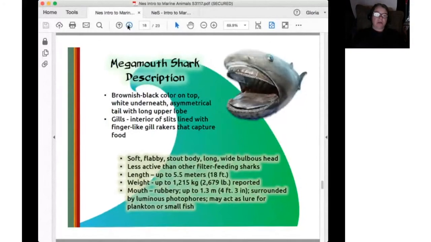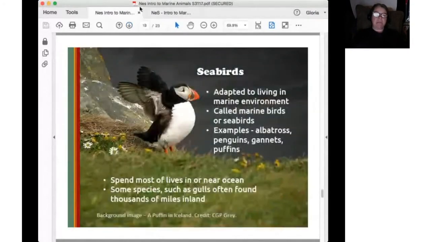Okay, so I don't actually teach about seabirds in my marine zoology classes, but I have a birds course, and I'll probably revive it in the next few years because it was pretty popular. I do teach about seabirds in that course. Seabirds are adapted to living in marine environments, and they can be called either marine birds or seabirds. Examples would be albatross, penguins, gannets, and puffins. Any other examples of seabirds? Go ahead in the chat box if you know any.